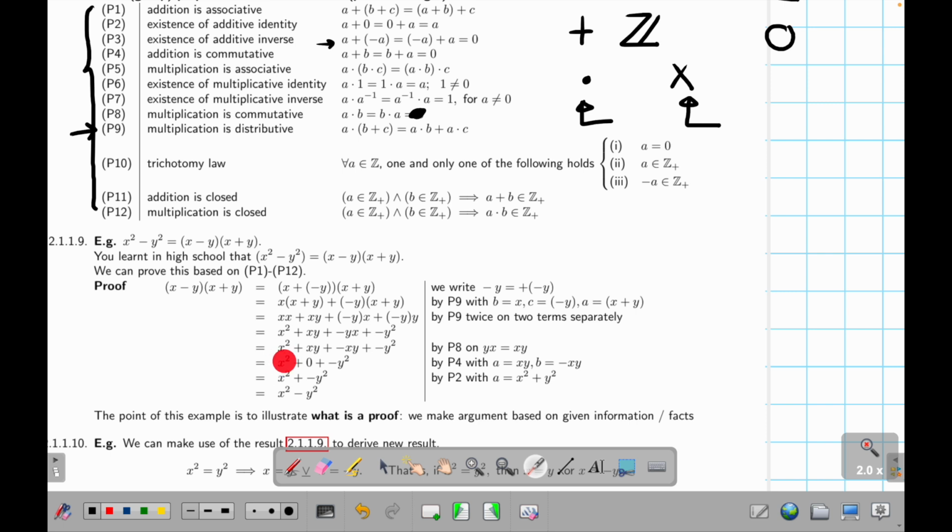What's next? Then I will have x squared, this. The 0 is gone, because of P2: A plus 0 equals A. So this x squared and this negative y squared is my A, and this 0 does nothing on the A. And therefore, I have this, which is exactly here. Then I get this. So I have shown that from here, I get here. This one gives me this one.